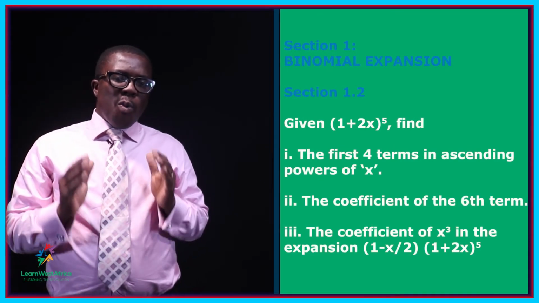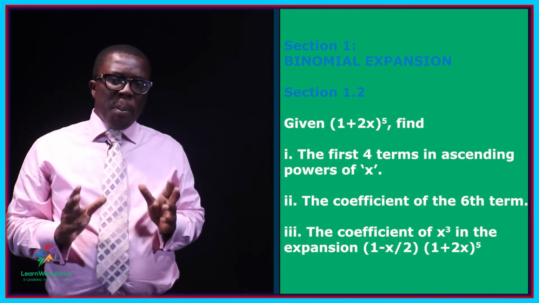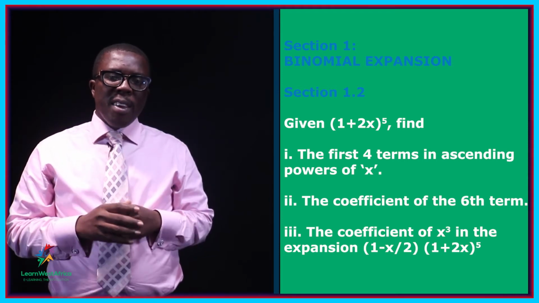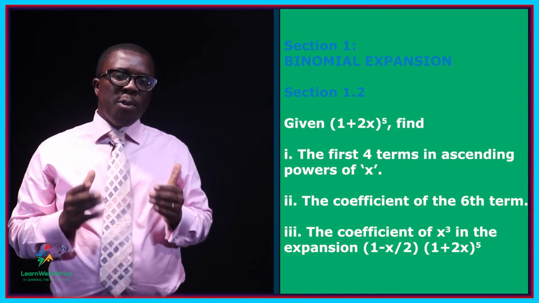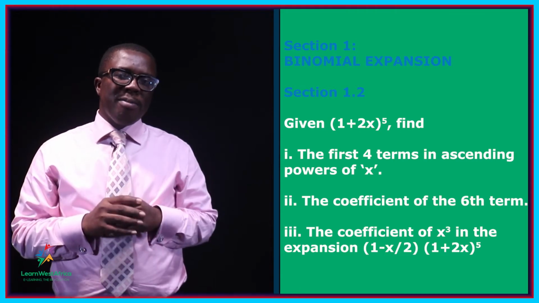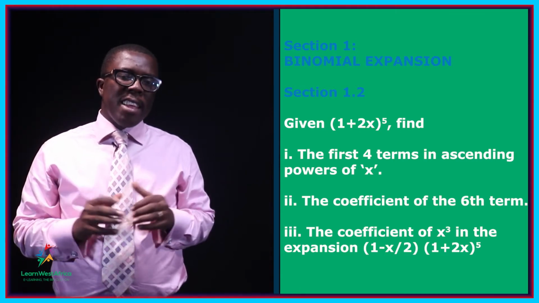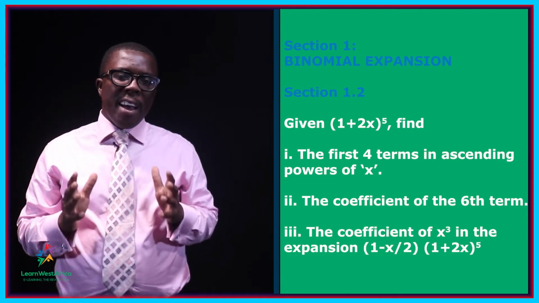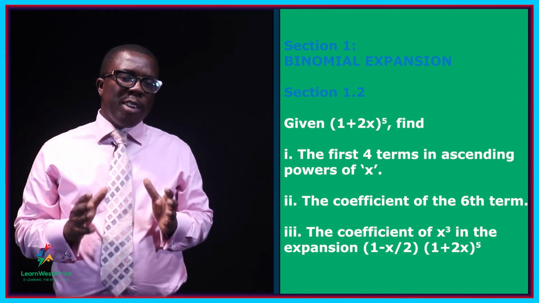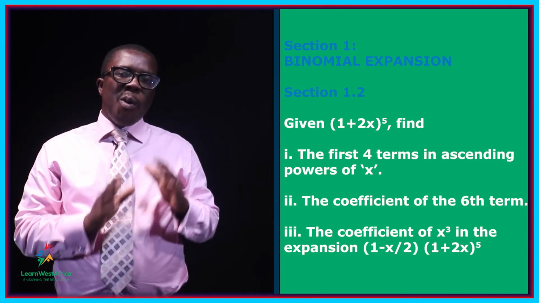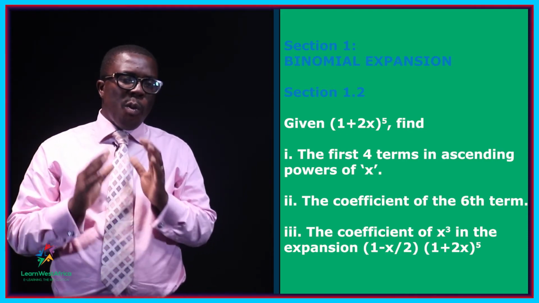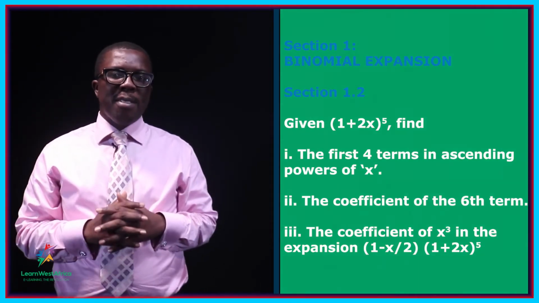Given that (1 + 2x) to the power 5 is a binomial expression, find (i) the first 4 terms in ascending powers of x, (ii) the coefficient of the sixth term, (iii) the coefficient of x cubed in the expansion of (1 - x/2) multiplying (1 + 2x) to the power 5. How would you evaluate such a problem?